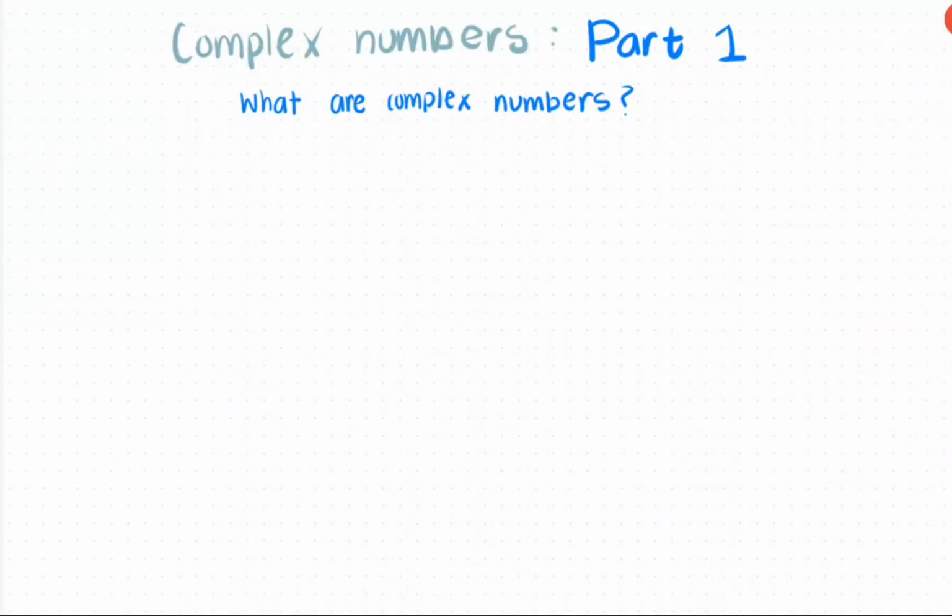Hey guys, today we're going to be seeing what are complex numbers, part 1. In this series I'm just going to be talking about complex numbers and some things you can do with them. I'm planning around 6 or 7 videos in this complex numbers series, and you're currently in part 1. And in part 1 we're going to be talking about what are complex numbers.